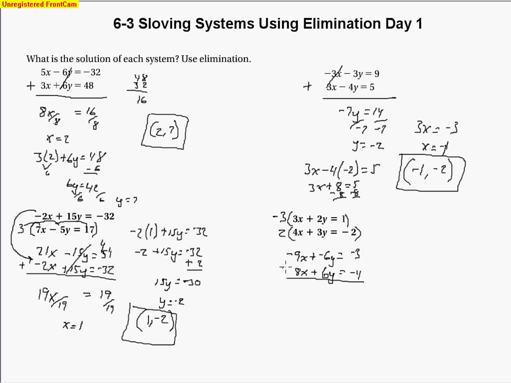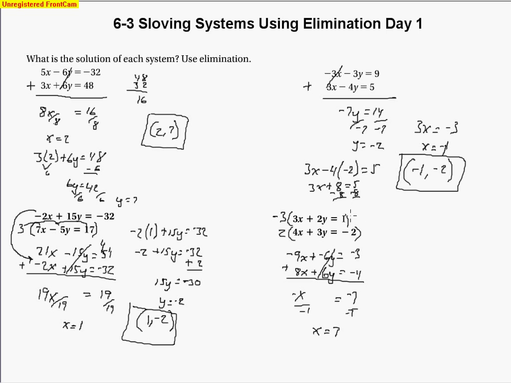When I add this together, see, those y's cancel out. This one's really nice because it leaves me with just negative x equals negative 7. If I divide by negative 1, that cancels out the negatives, leaving me with x equals 7. Now I still have to substitute.